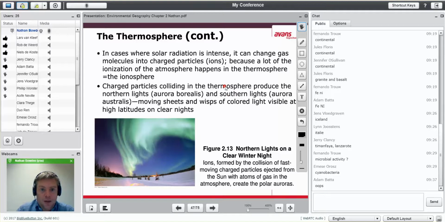In the thermosphere, solar radiation is very intense. The change of gas molecules into charged particles, ions, causes what we call the aurora borealis in the north and the aurora australis in the south, also known as the northern lights in the north and the southern lights in the south. These are ions formed by the collision of solar particles with the gases.